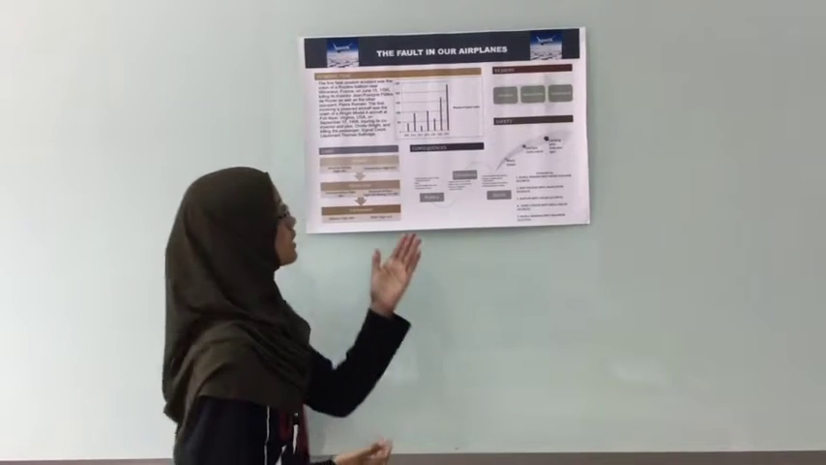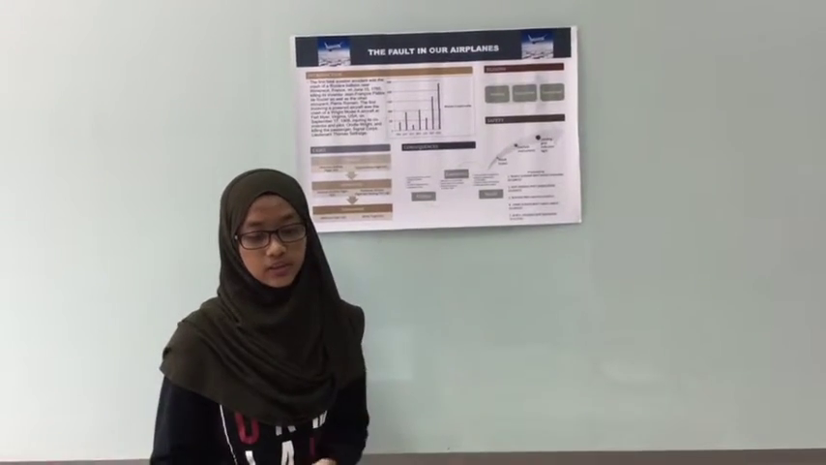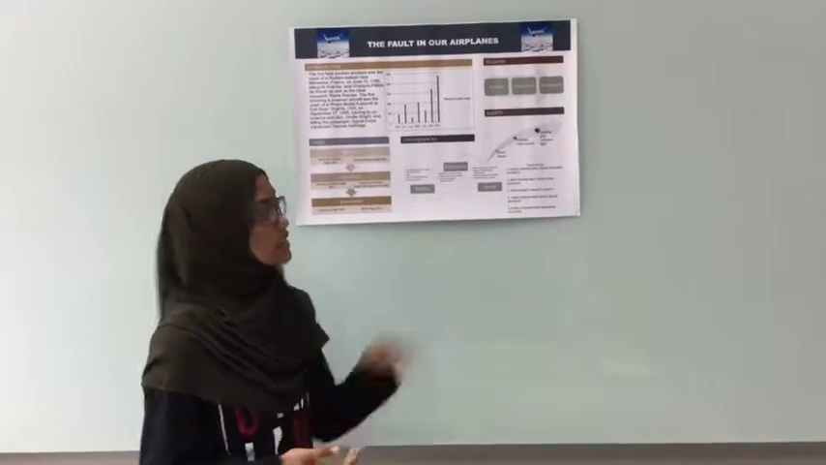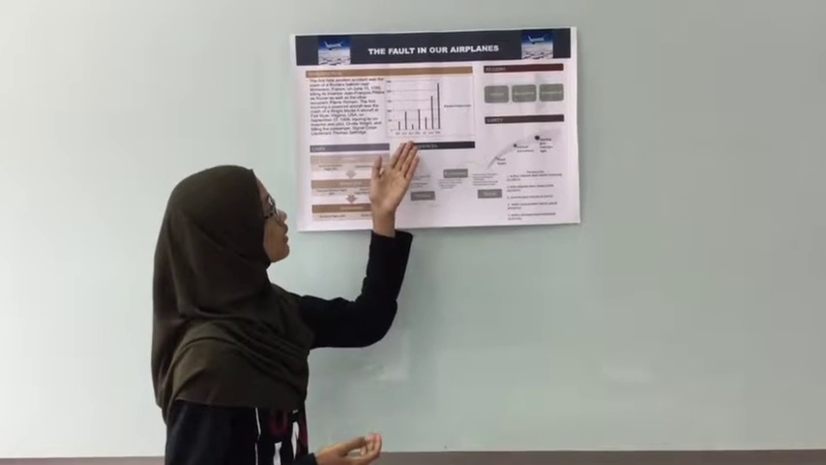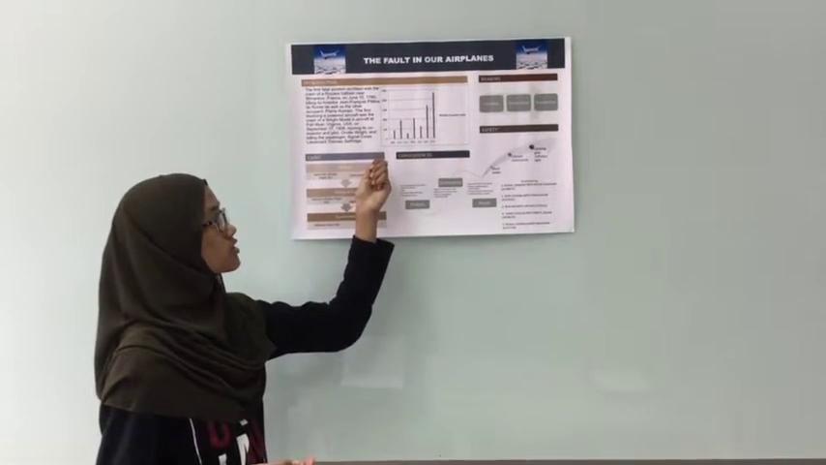And for the statistics, this statistic is being analysed by the Aircraft Crashes Record Office, that is known as ACRO. So this is the number of statistics of the airplane crashes between 1972 till 2015.